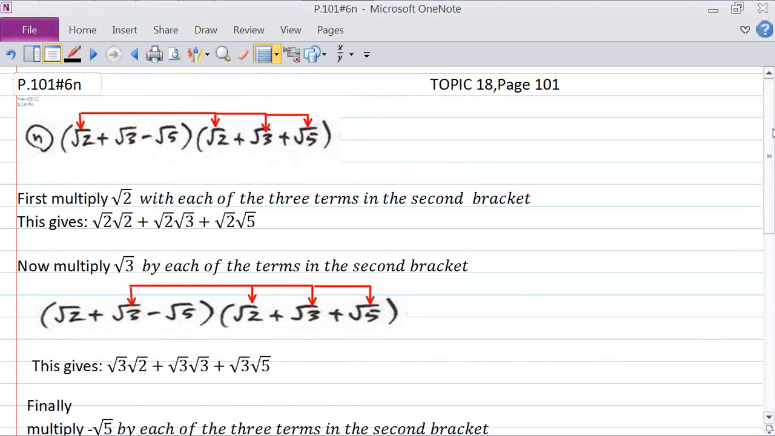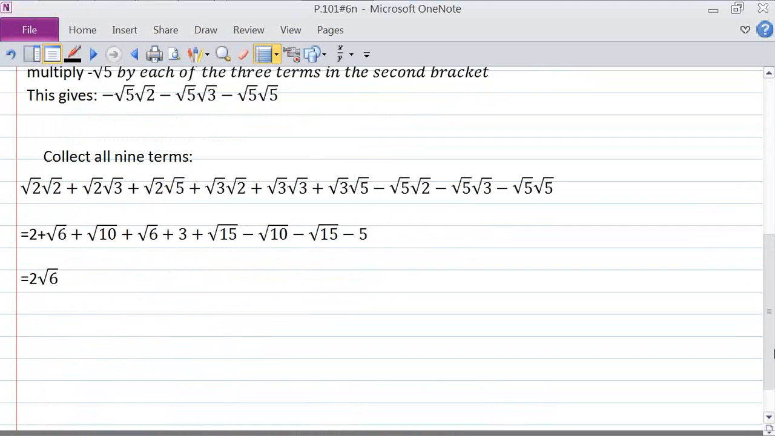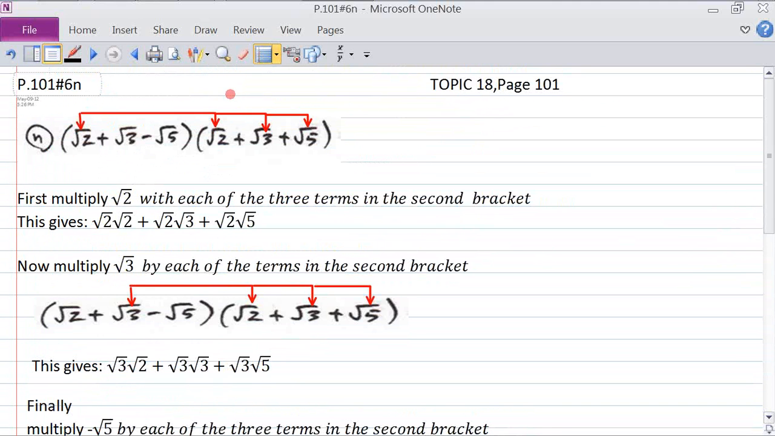So we go back again, remember what you've got to do. You take the first term, multiply it by each of the terms in the second bracket. Then you take this one, multiply it by each of the terms, and you take this one, including the sign, times this. This will give you a total of 9. And then it's just a matter of collecting like terms.